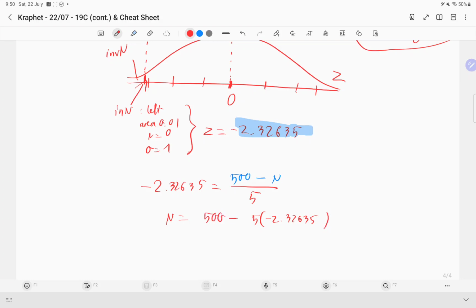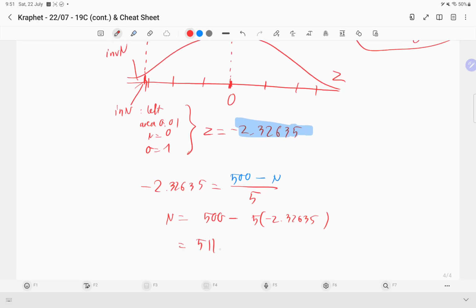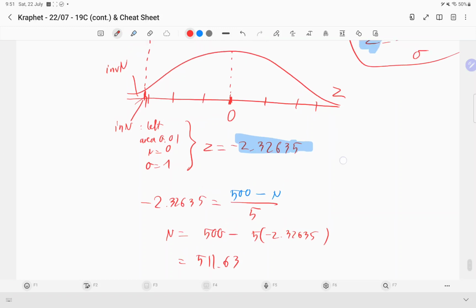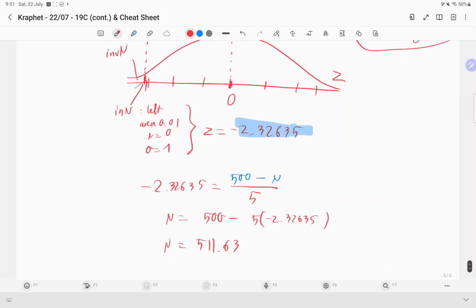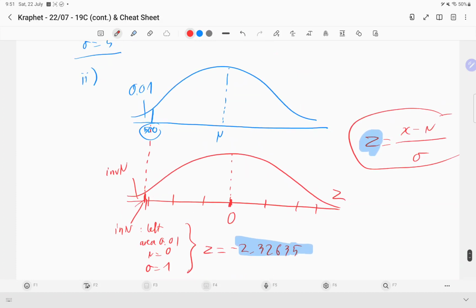Okay, so let's see what the answer would be. That would be 511.63. Let me double check. The answer should be, yeah, 511.63 is the mean. So this value is the mean that has to be set so that the area to the left of 500 is only 1%.